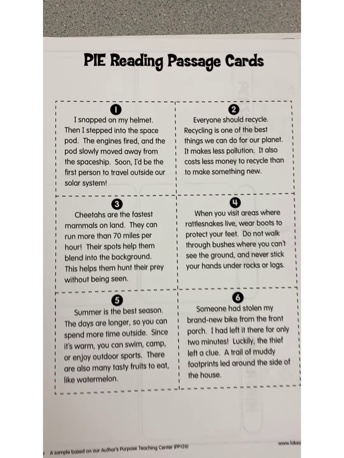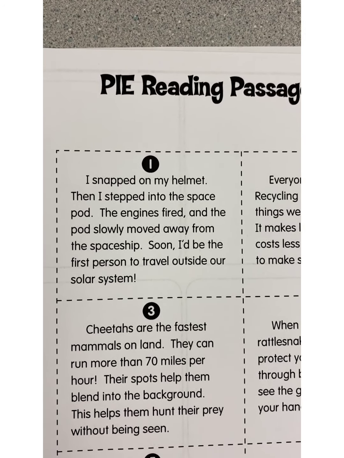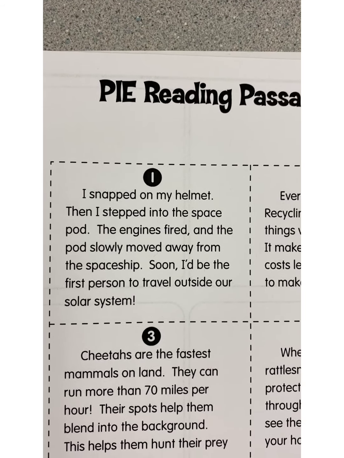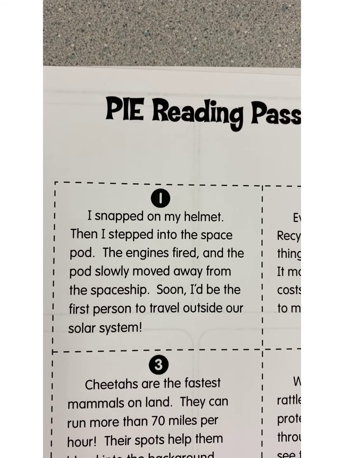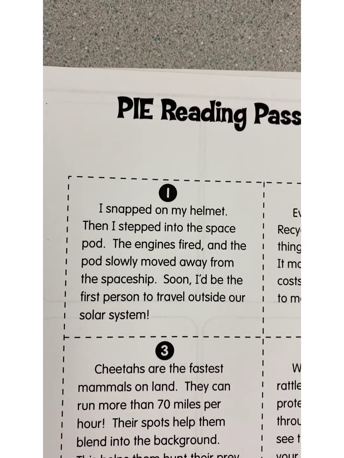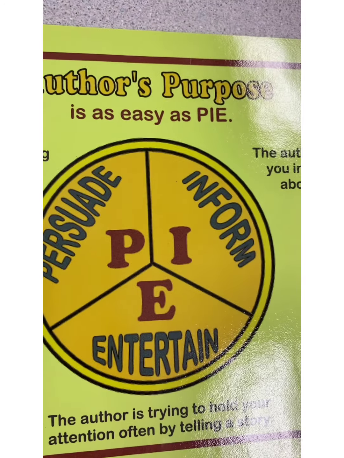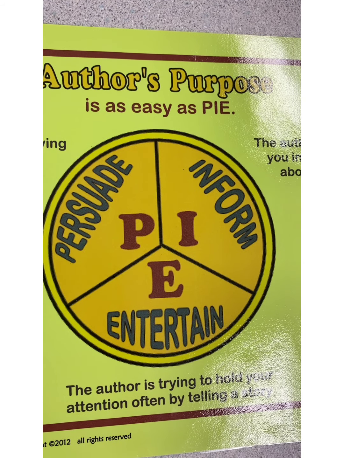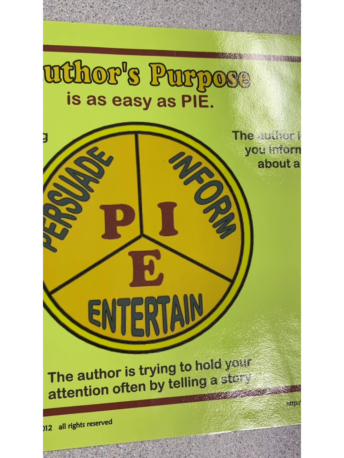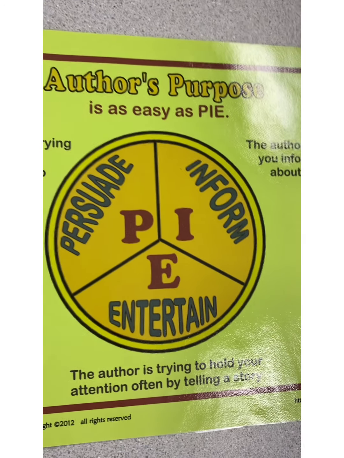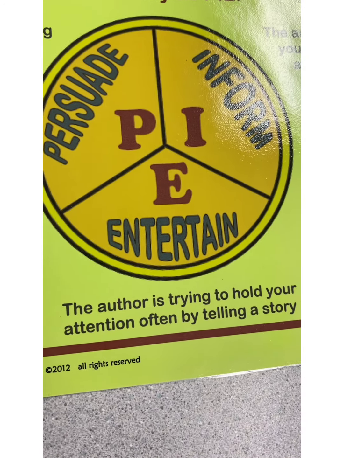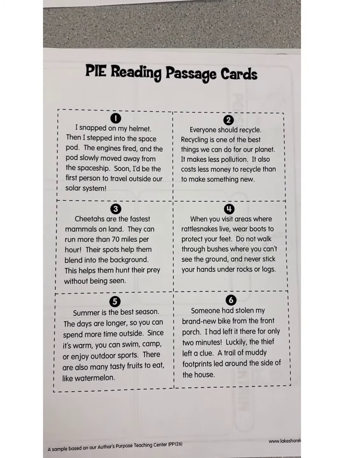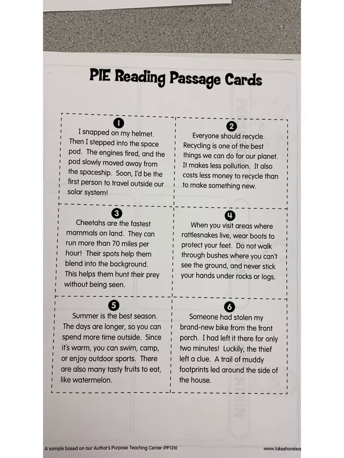All right, let's practice. Number 1: I snapped on my helmet and then I stepped into the space pod. The engines fired and the pod slowly moved away from the spaceship. Soon I'd be the first person to travel outside our solar system. What do you think that is? Is it P, persuade, I, inform, or E, entertain? Does the story have a character and a setting? Yes, it does. So the author is trying to hold your attention, often by telling a story. So it would be E, entertain. I'd like you to see if you can do the rest of them, and we will review them later.